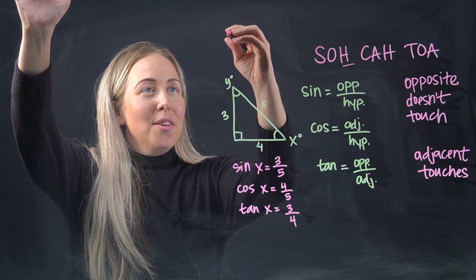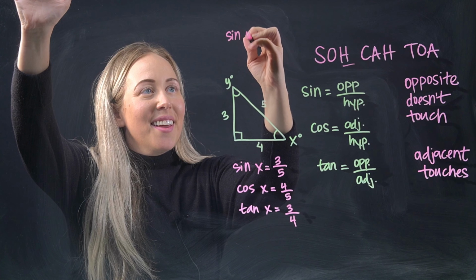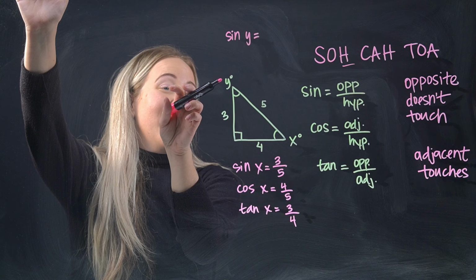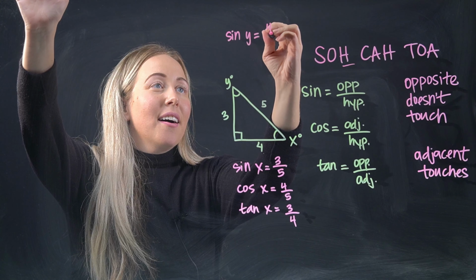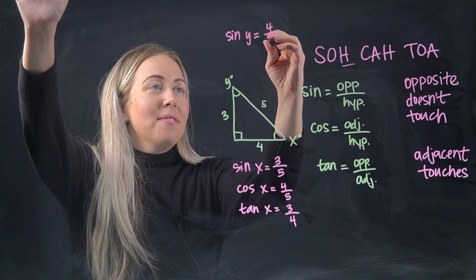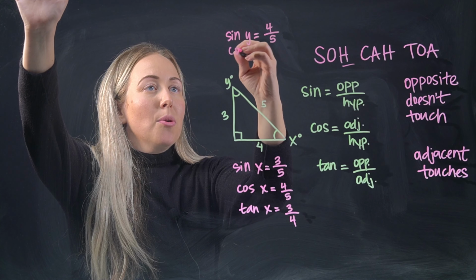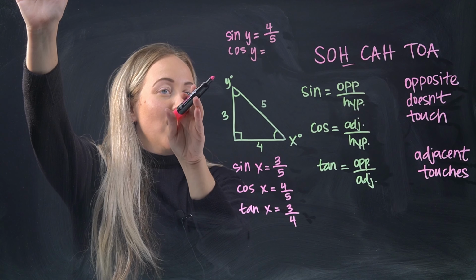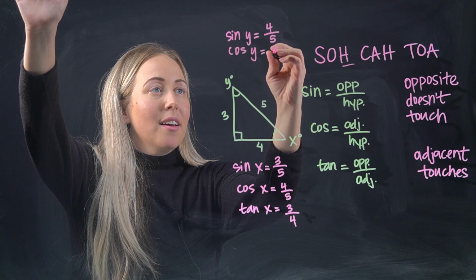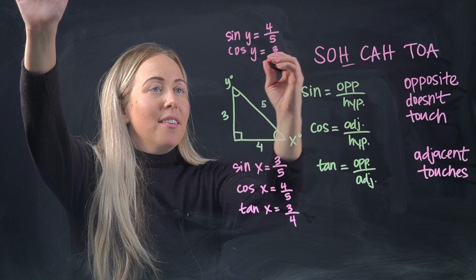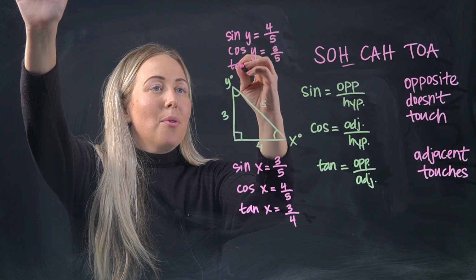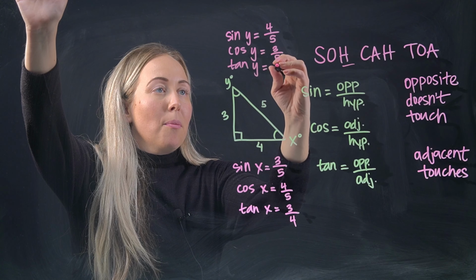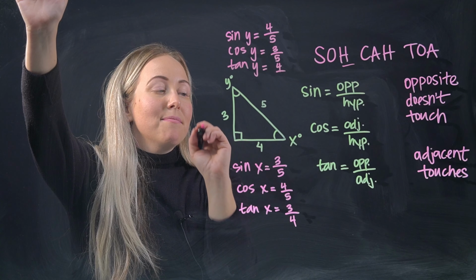All right, let's do it with angle Y. Here we go. You probably didn't think it would be this easy, did you? Sine of Y equals opposite from Y. What's opposite from Y? Which one does not touch? 4, right? Hypotenuse, 5. Let's do cosine of Y. Cosine, adjacent. Which one's adjacent from Y? 3. Hypotenuse, 5. Let's do tangent of Y. Opposite, 4. Adjacent, 3.